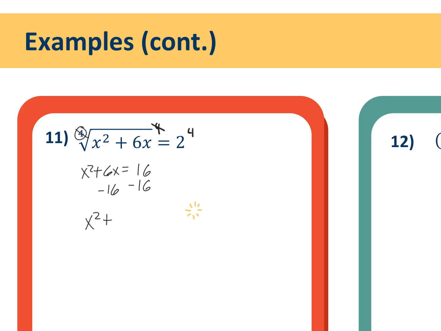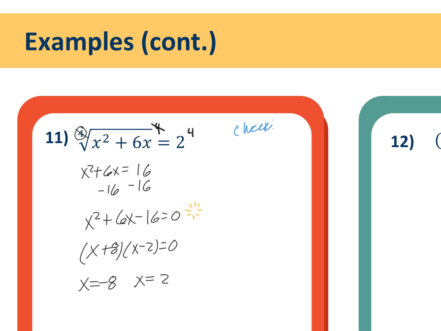So then again, x squared plus 6x minus 16 equals 0. And factors of -16 that add to 6 are a positive 8 and a -2. All right, so then I get x equals -8 and x equals 2, right? Even roots we do want to check, right? We don't want to get a negative answer out of these. So I can go ahead and plug these in. Let me check over here.